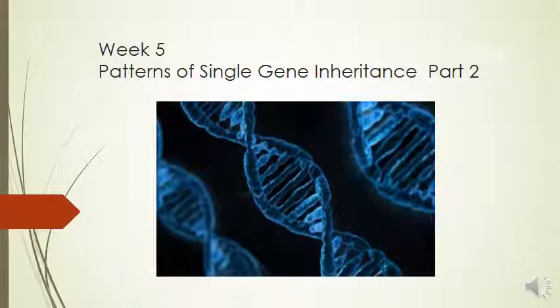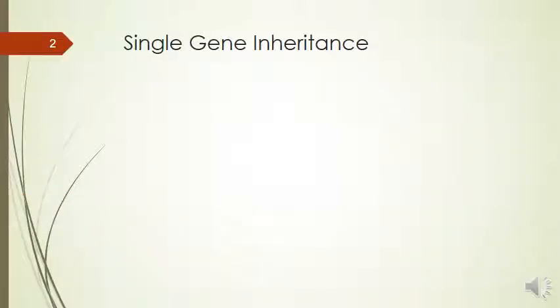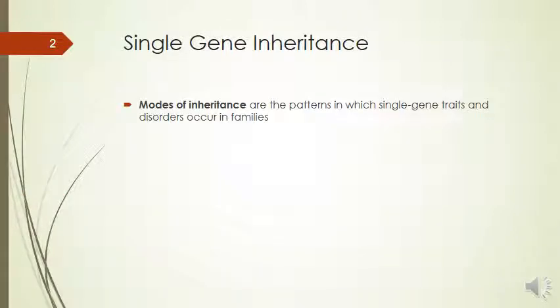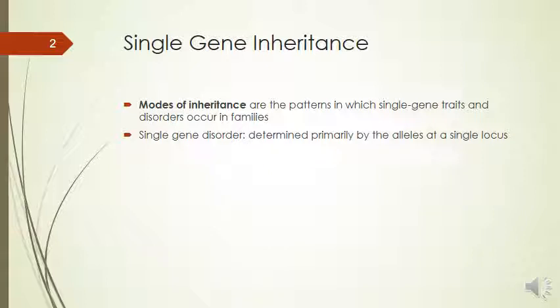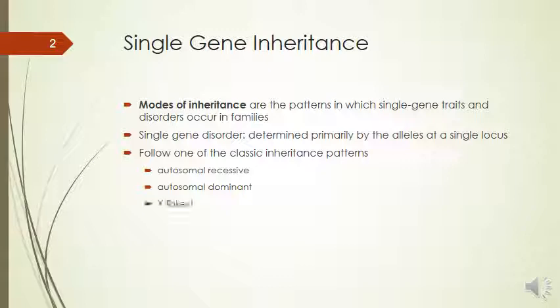We will now look at Week 5, Patterns of Single Gene Inheritance, Part 2. Single gene inheritance refers to the modes of inheritance, which are the patterns in which single gene traits and disorders occur in families. Single gene disorders are determined primarily by the alleles at a single locus. They follow one of the classic inheritance patterns: autosomal recessive, autosomal dominant, X-linked, and Y-linked.